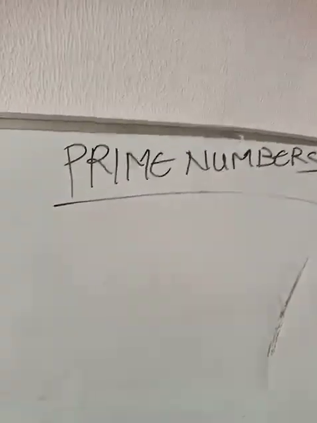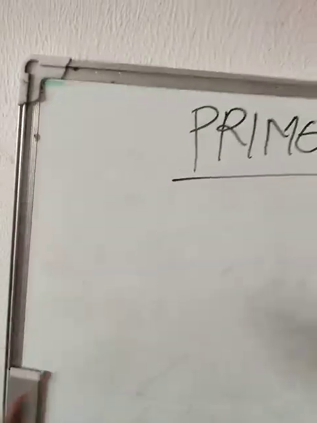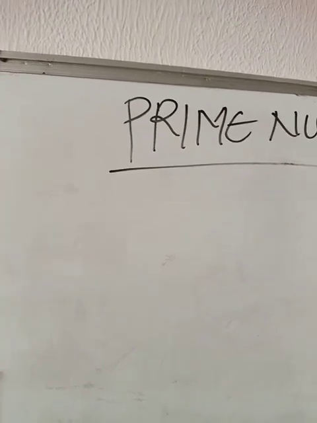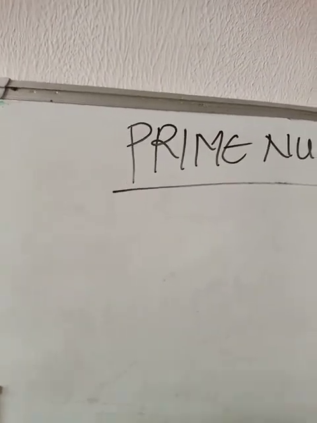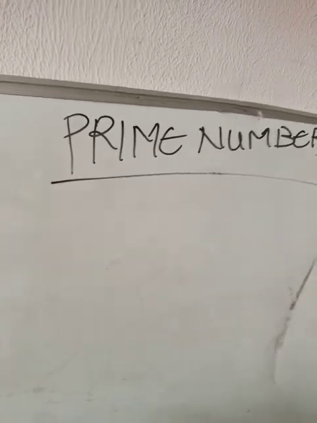Hello everyone. In today's lesson, we'll be moving over to prime numbers. Now, what are prime numbers? Prime numbers are numbers that can only be divided by itself and 1. And you'll be wondering, what number can be divided by itself and 1?